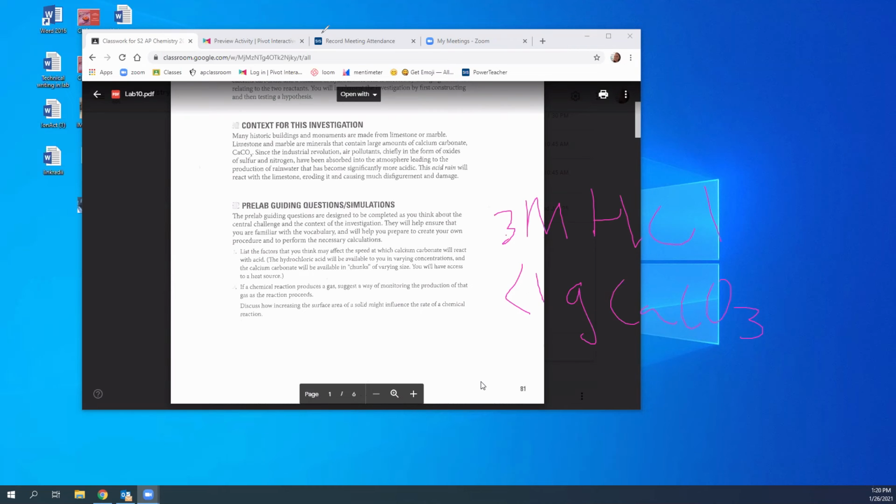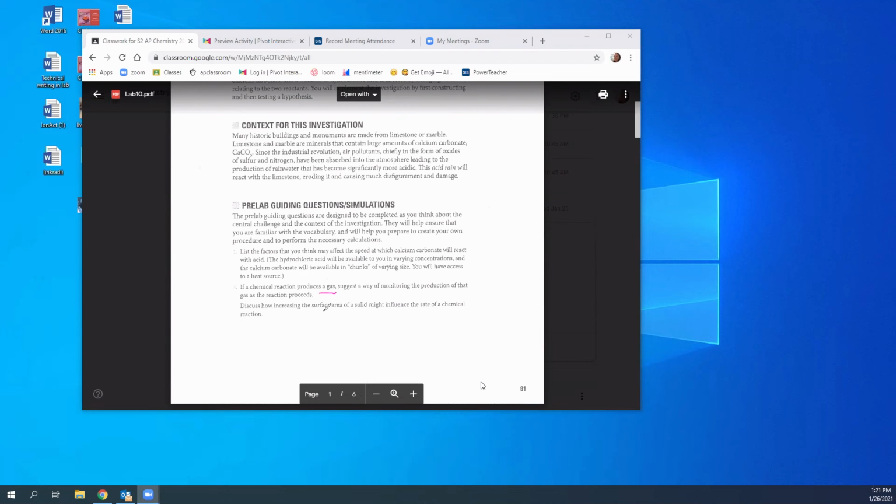Okay, so let's look at what actually happened. In the chemical reaction, it does produce a gas. That's going to be one of our products. What's a way of monitoring how many products are being made as the reaction moves forward? What's a way you can measure how much gas is being made?